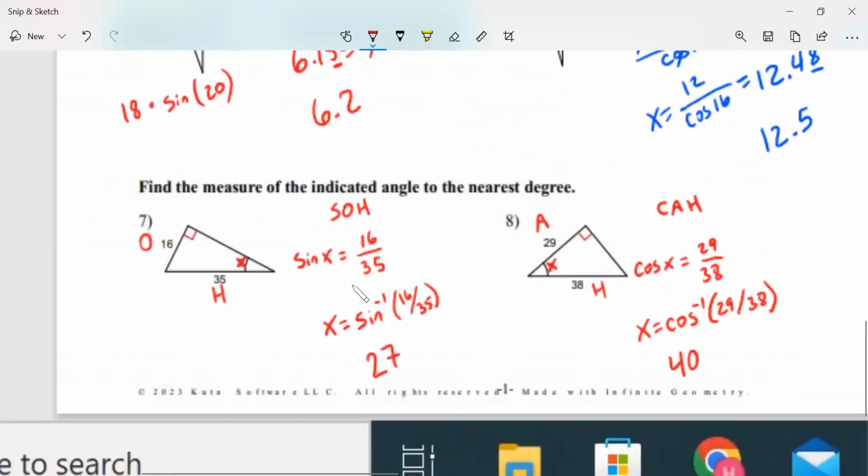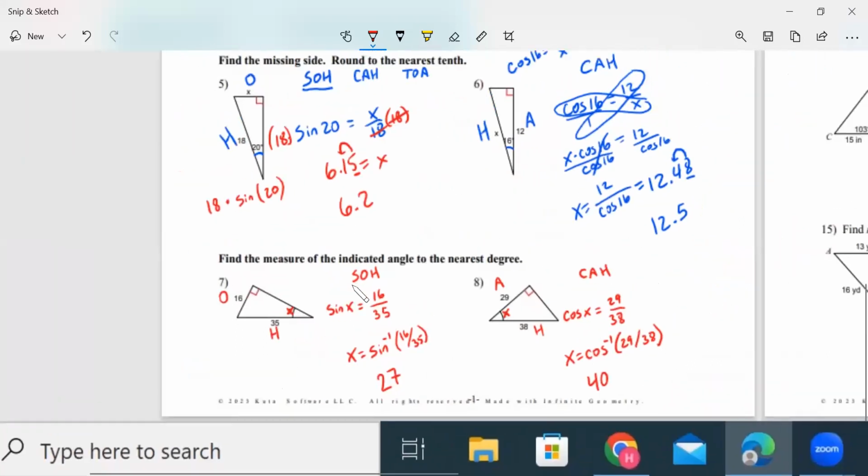So when I'm asking for a side, question numbers 5 and 6, I'm expecting a decimal to the nearest tenth. When I'm asking for an angle, looking at question numbers 7 and 8, I'm expecting a whole number. Even though my calculator gives me a decimal, round it to the nearest degree. Round it to the nearest whole number.